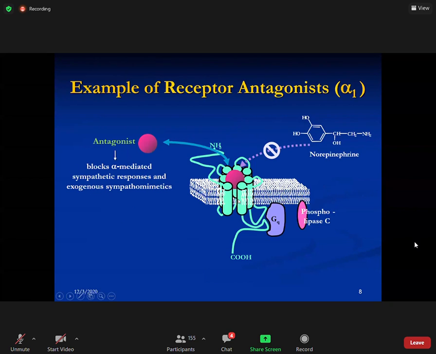I use the same one that I used in the agonist. So when you have an alpha 1 blocker, what does it do? It blocks the alpha-mediated sympathetic response and exogenous sympathomimetics. So you're blocking the site, not allowing the norepinephrine or any exogenous agent to come and act on it. Is it clear?